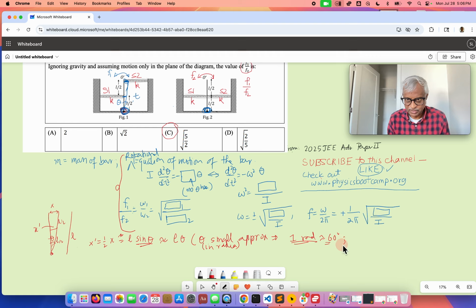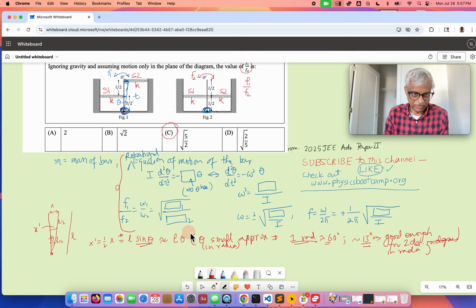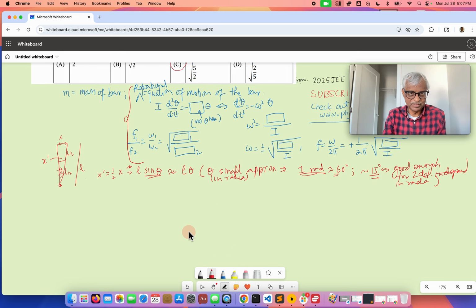So we say about 15 degrees. I can go up to 15 degrees and I'll be good enough for 2 decimal places, 2 decimals in the radian part. So we don't want to go beyond 15 degrees in this approximation if you want to see the same results as the predicted results. Okay, so far so good, right? It's very important for you to understand these steps.